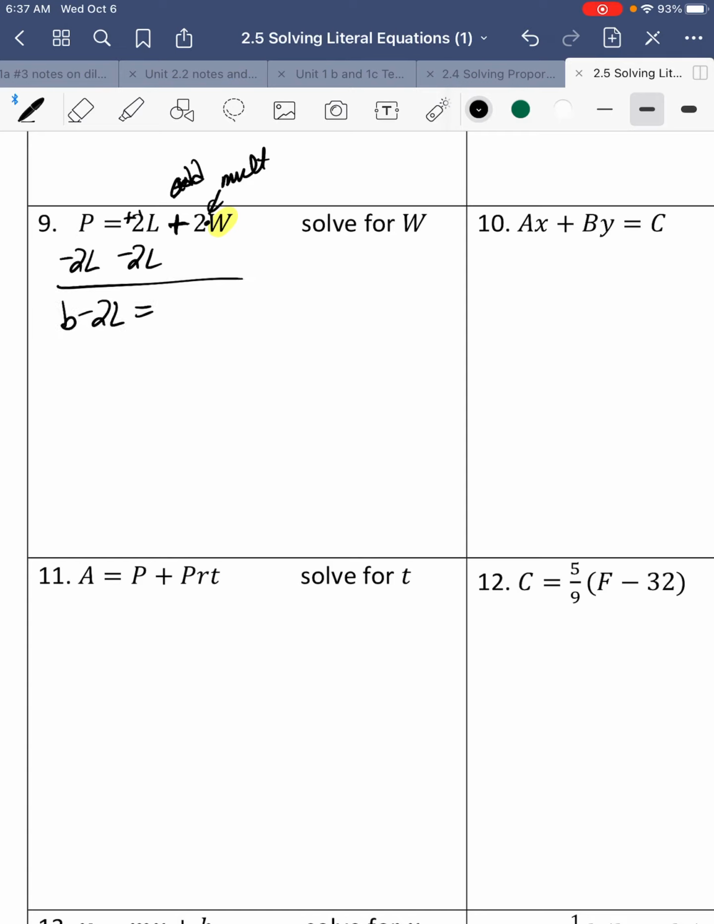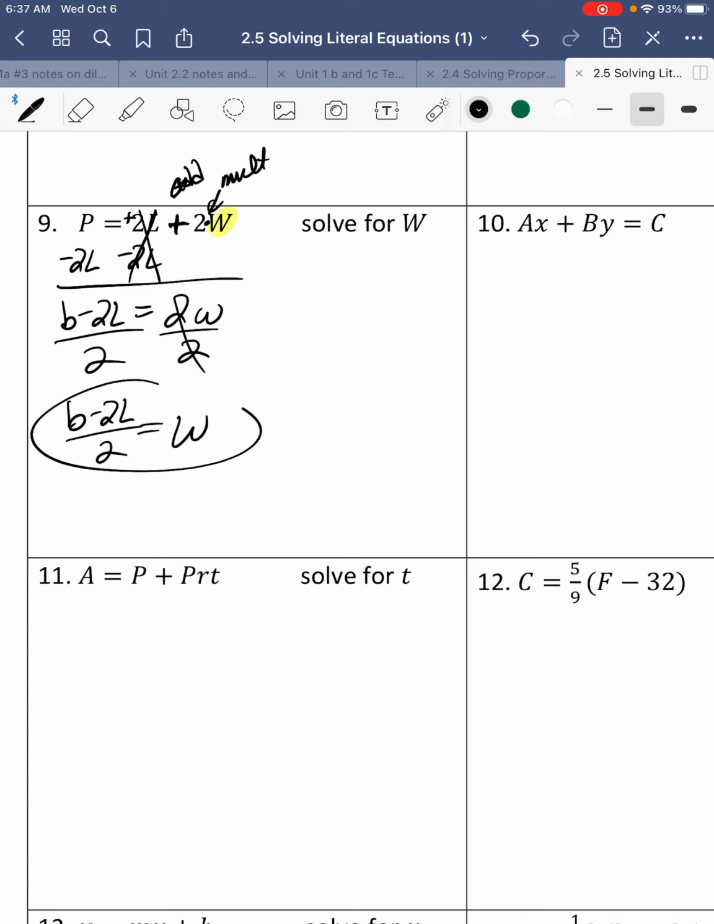So we have P minus 2L equals 2W. And then we divide by 2, divide by 2. We get W equals P minus 2L divided by 2.